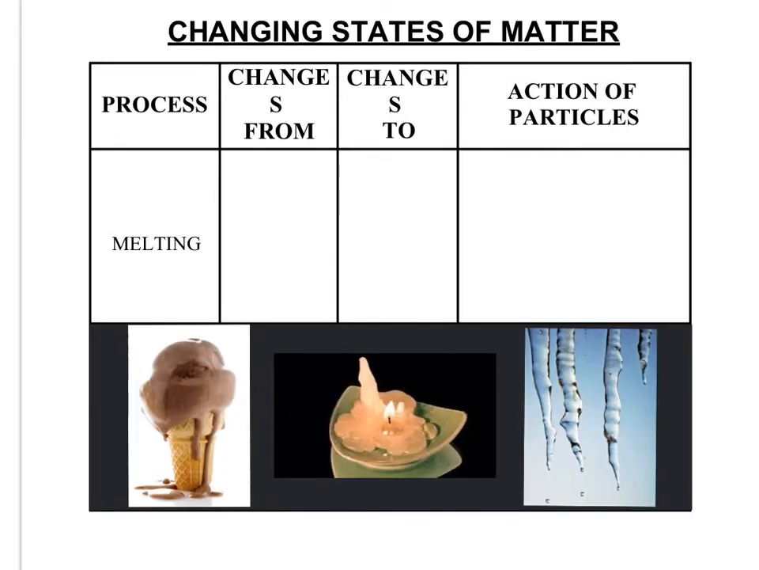So now we're changing matter by melting it. What state of matter am I changing it from? I have a picture of an ice cream cone melting, a candle that's melting, or icicles that are melting. So what state of matter are they changing from? Solid, liquid, or gas? And then what state of matter are they changing to in all three situations? A solid, a liquid, or a gas? Hit pause so you can complete the states of matter for melting, and do not complete the action of the particles at this time.